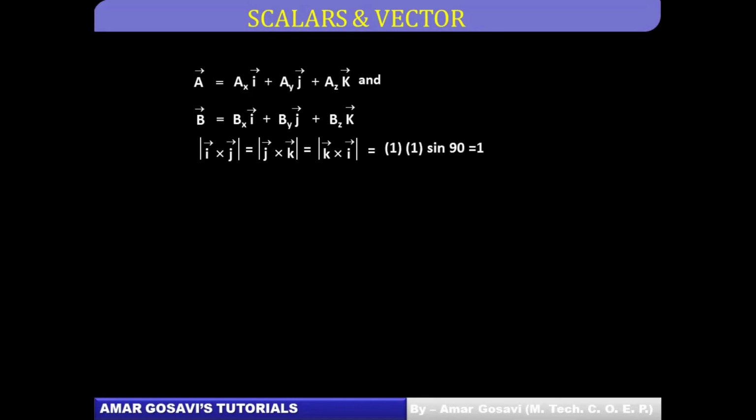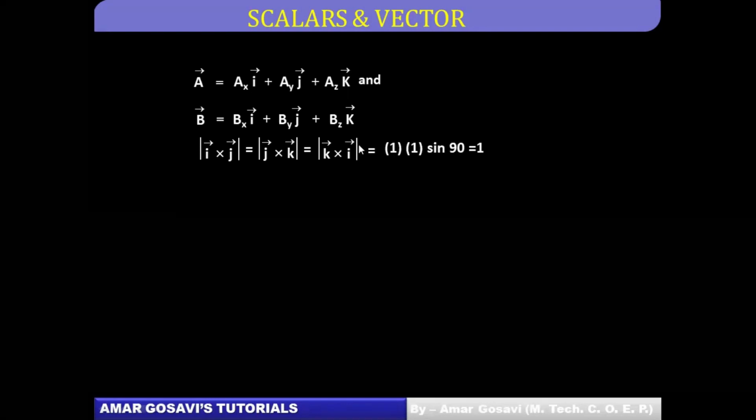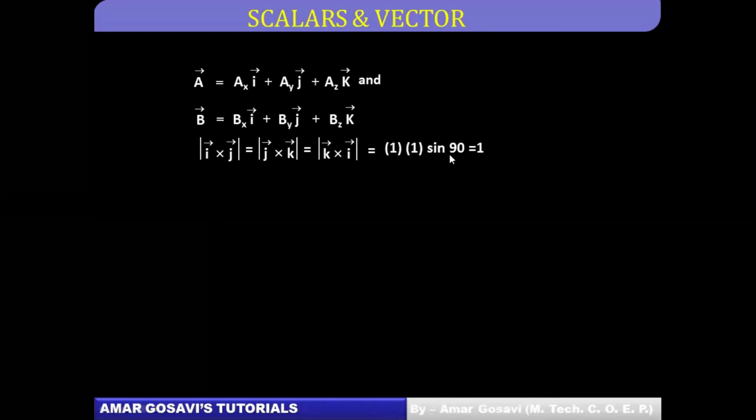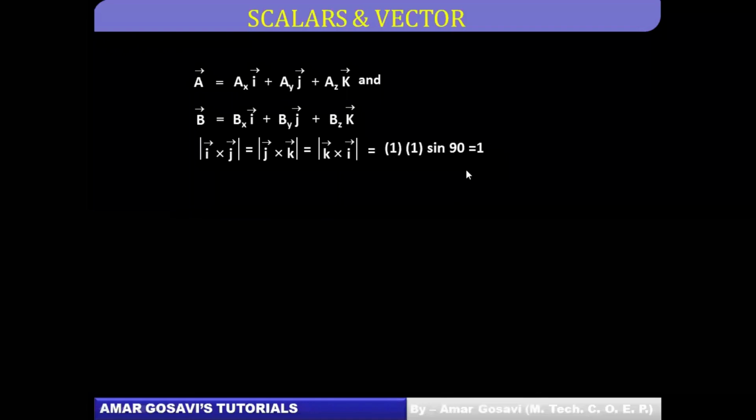So let's talk about it. And how much is that? If I talk about all these cases, it will be 1 into 1 into sine 90. That means sine 90 is also 1. So ultimately it will be 1. One should remember this step. Always remember this step for the further analysis.